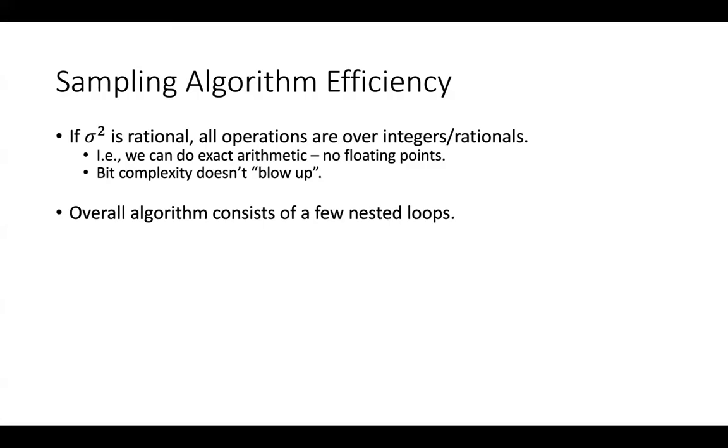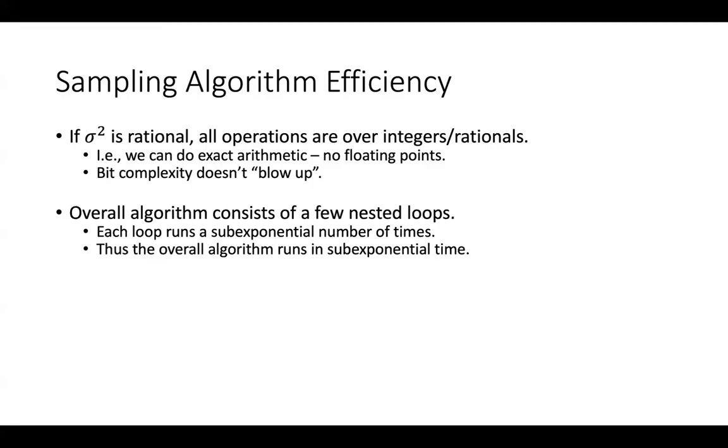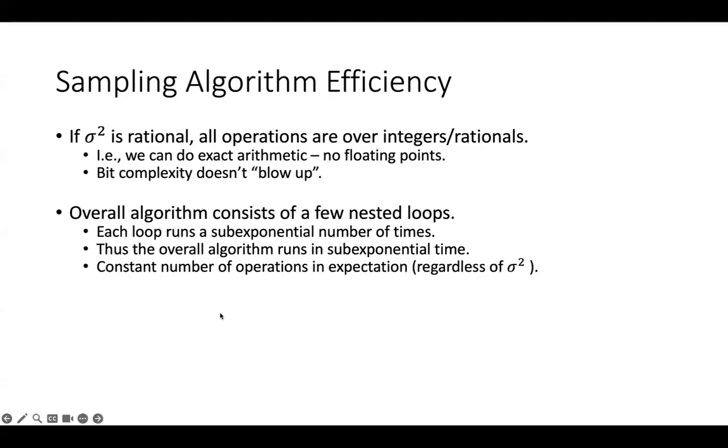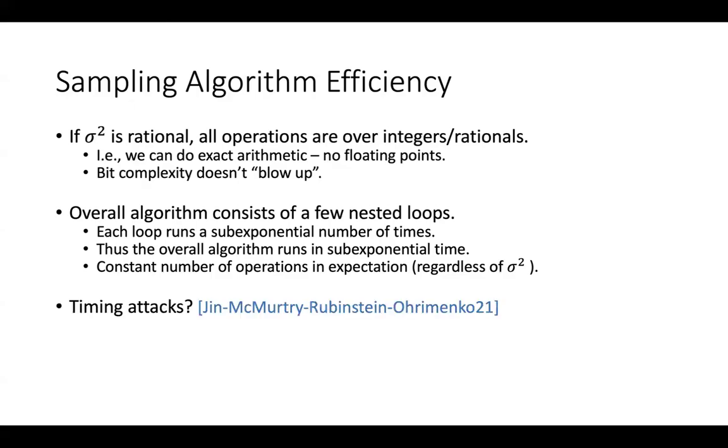If you look at the algorithm, it's basically a couple of nested loops. So there's a fairly easy thing to do a runtime analysis on. Each of those loops runs a random number of times, but it's sub-exponential. So the overall runtime of the algorithm is sub-exponential. And the expected number of operations is constant, regardless of the parameter sigma.